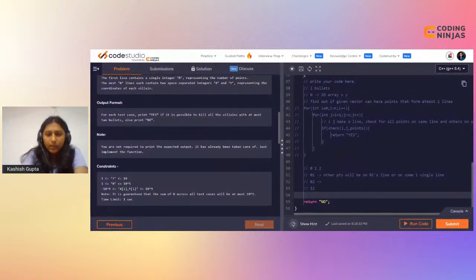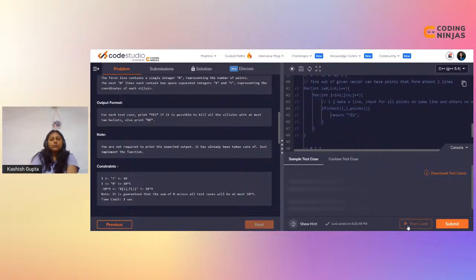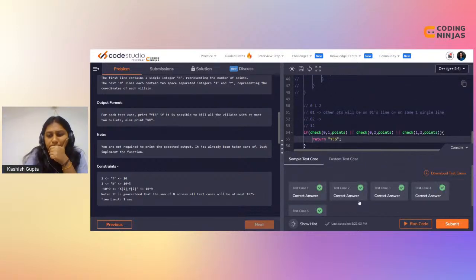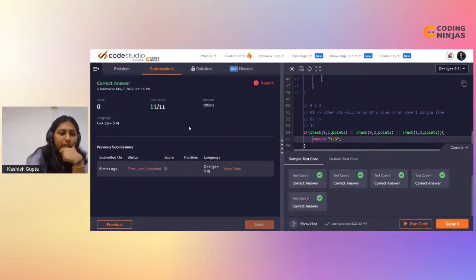So what we can do is, here, check: if check of points 0, 1 is true, or check of points 0, 2 is true, or check of points 1, 2 is true, then return yes. Otherwise one of these points will be on some third line, and hence our answer will never be yes. Okay, so we directly converted our order of n cube to order of n, and it passed.